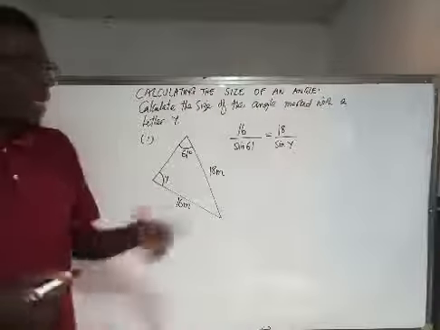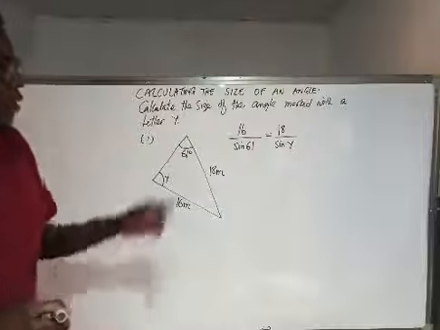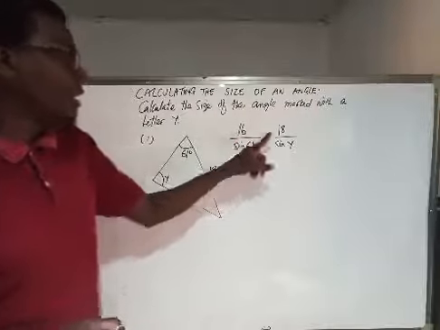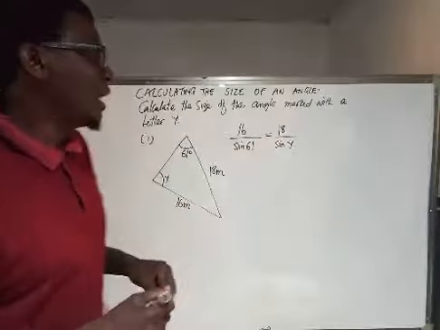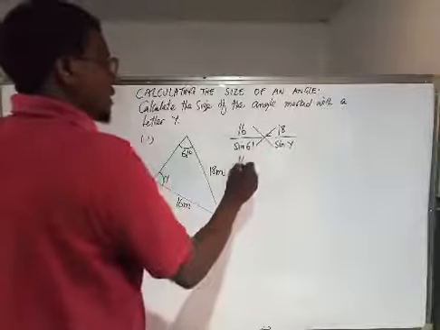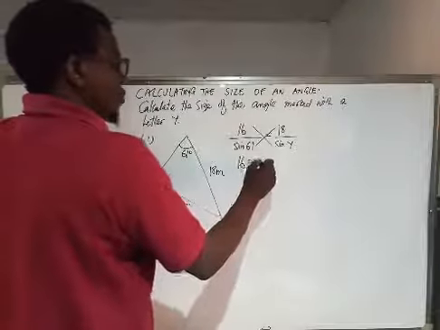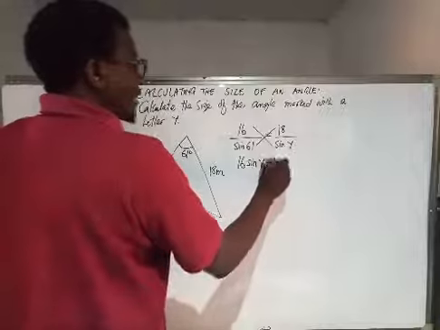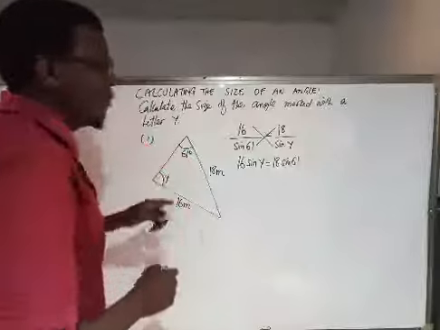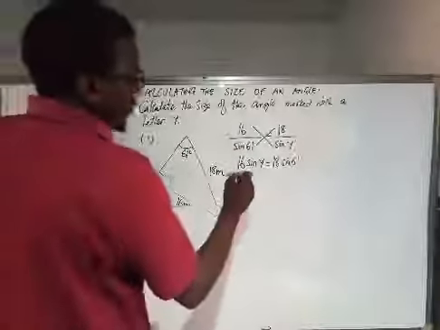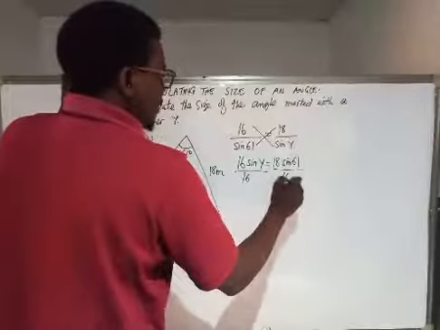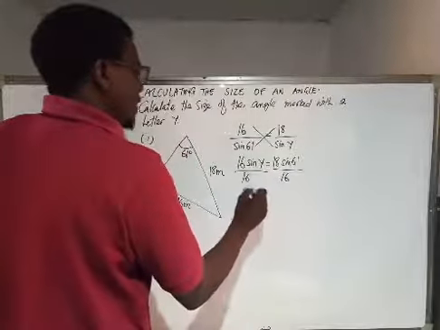Okay? Once we are done on this stage, comparing the side to the sine of its angle, we cross multiply. So this is going to be 16 sine Y equal to 18 sine 61. We are basically dealing with the same thing. What is our interest? Our interest is sine Y. So we are going to get rid of 16 on the left hand side so that we remain with sine Y.